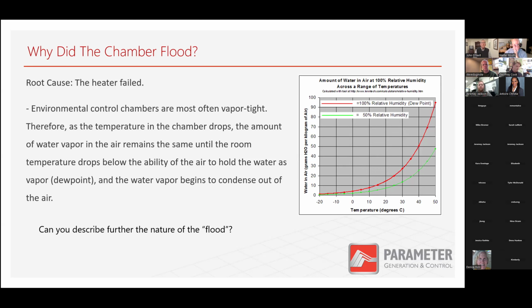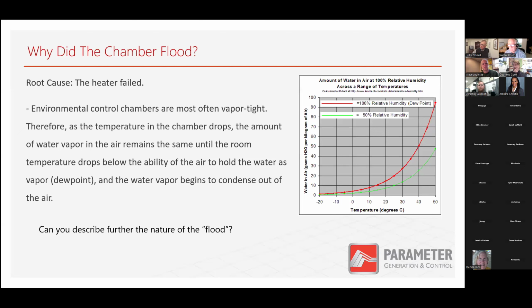The concept of dew point is a little hard to wrap your mind around, but as the room temperature drops below the dew point of that air, the air just loses its ability to hold the water vapor as moisture. And so the water vapor condenses out of the air throughout the chamber, covering everything in dew.